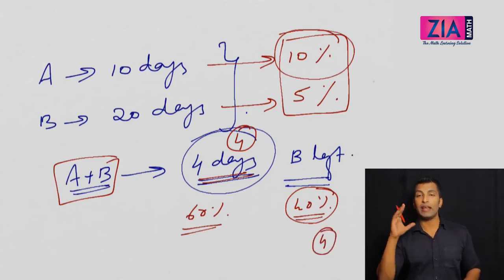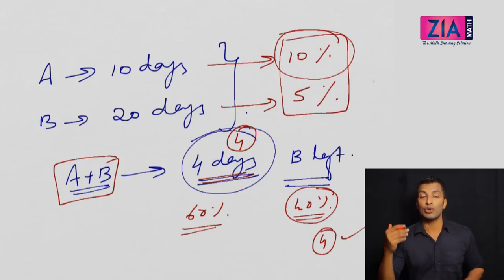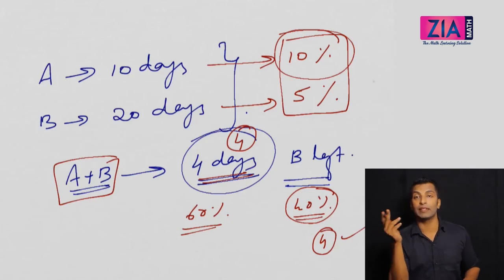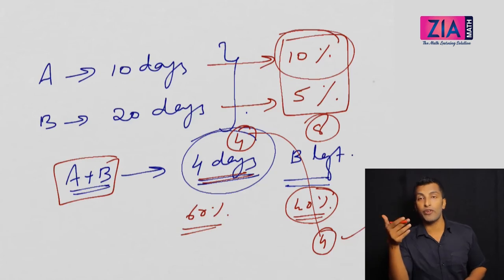So the question can be anything. They will ask you how many days A alone worked. Then the answer is this 4. Or they will ask you how many days it took to complete the work. Then the answer will be 4 plus 4, 8. I hope this is clear for all of you.